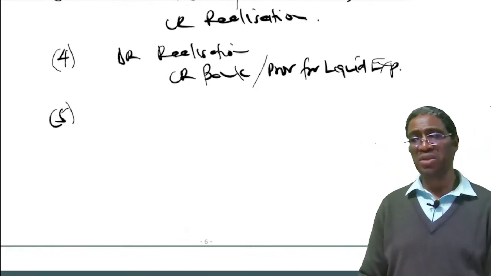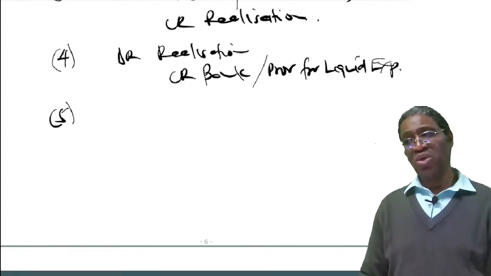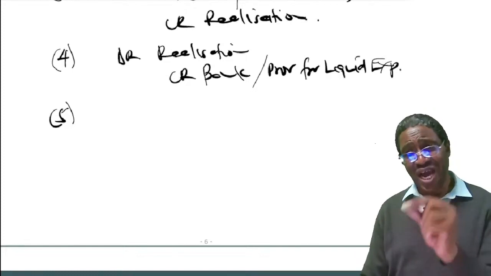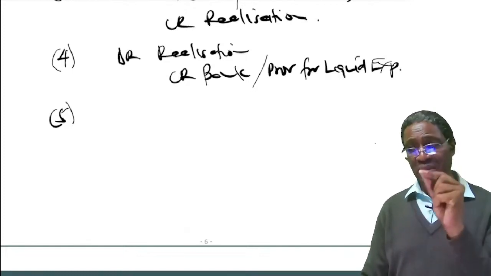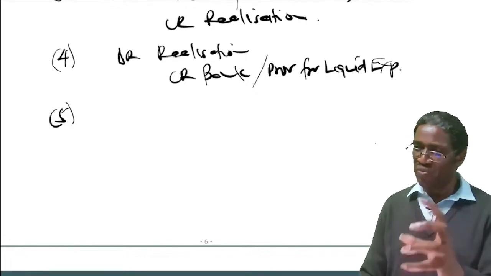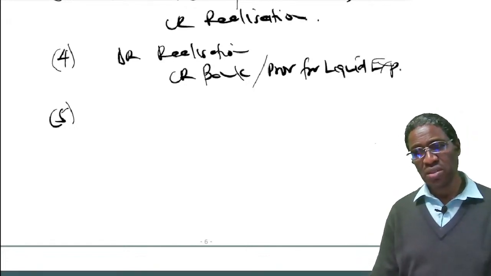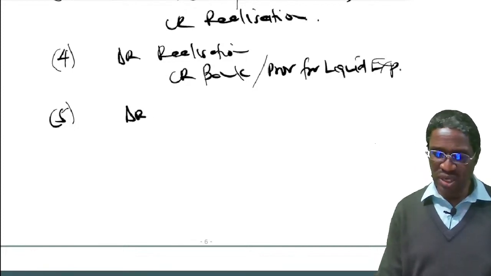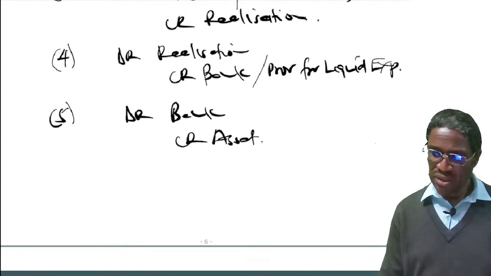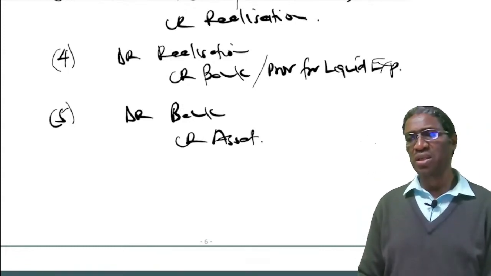Number 5, let me explain, I'll dictate it. Number 5 says, with any assets not taken over by the purchasing company but sold by the selling company, debit bank, credit asset.